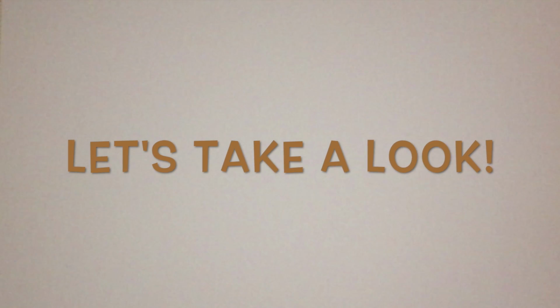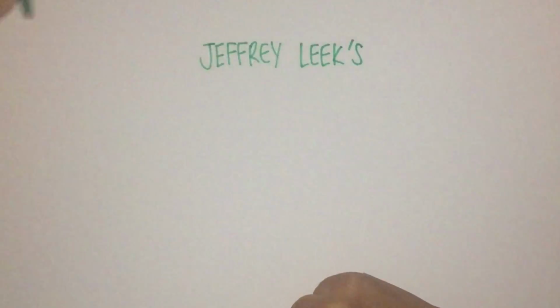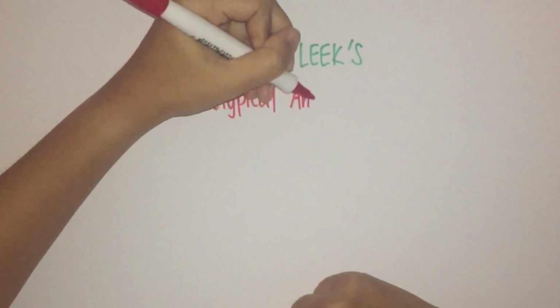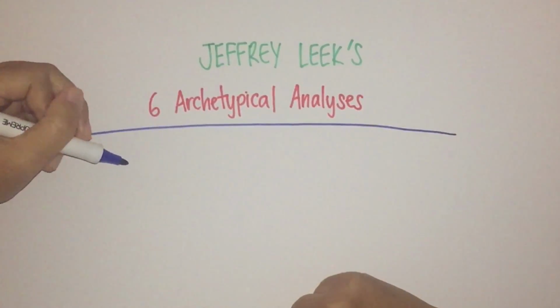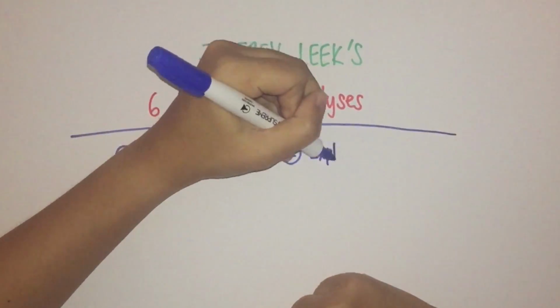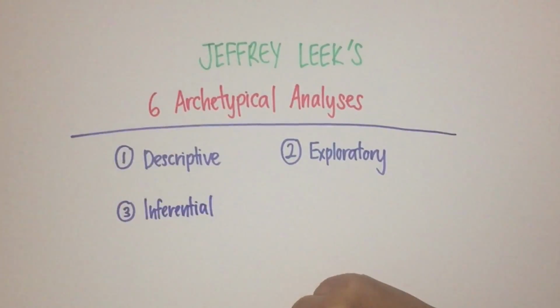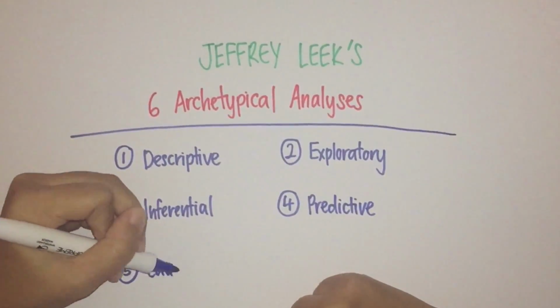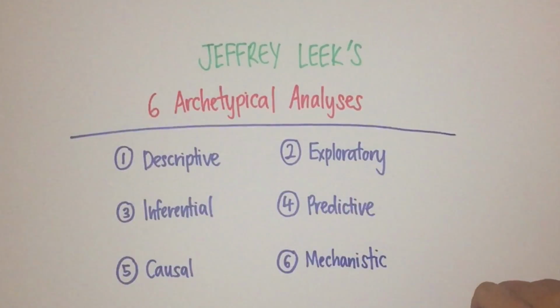For this lesson, we will be giving a brief introduction to Jeffrey Leake's 6 archetypical analyses: descriptive, exploratory, inferential, predictive, causal, and mechanistic.